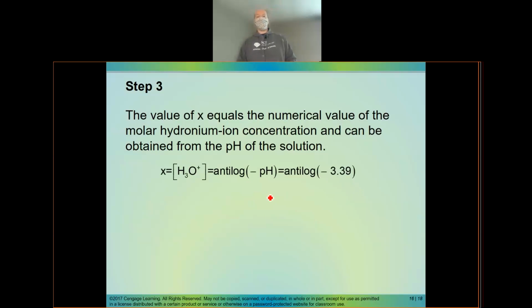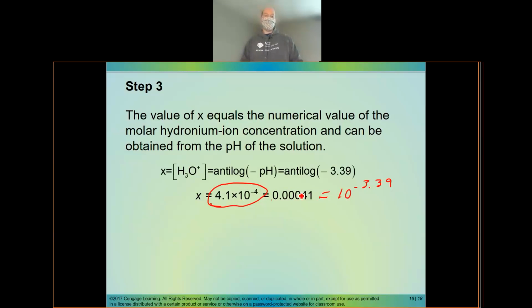Now to put this into your calculator, you have to take the negative of both sides, and then to get rid of the log, you have your anti-log, which is your 10 to the x button. Your second log button is your 10 to the x button. And when you push your 10 to the negative 3.39, your calculator reads 4.1 times 10 to the minus 4.